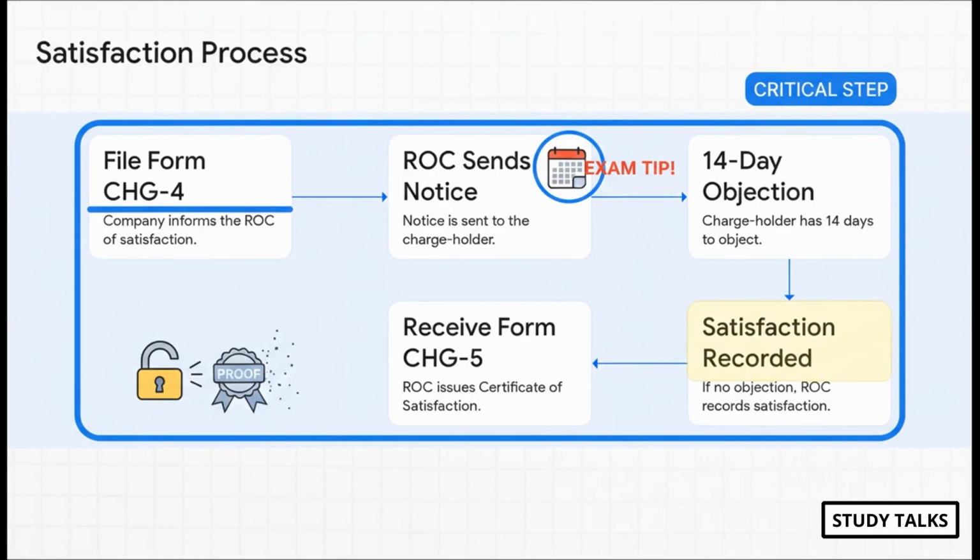The whole process makes a lot of sense when you walk through it. First, your company files Form CHG-4. Now, the ROC isn't just going to take your word for it.